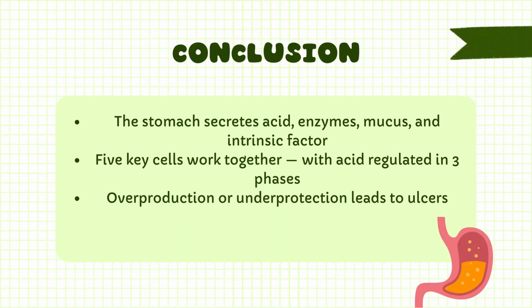Let's recap. The stomach secretes acid, enzymes, mucus, and intrinsic factor. 5 key cells work together, with acid regulated in 3 phases. Overproduction of acid, or underprotection, leads to ulcers.